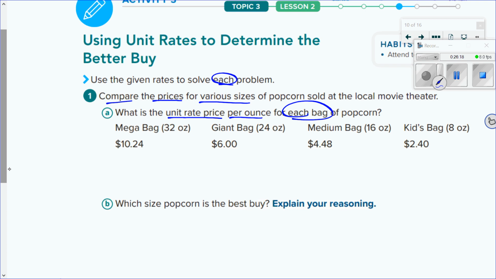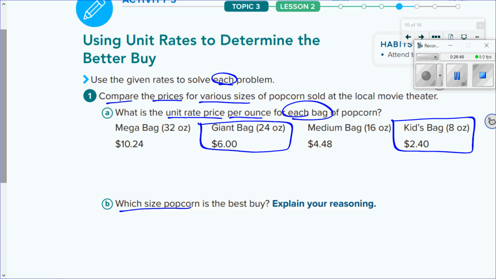So what I need to do is take it, and I'm going to set them up. We're actually going to just make you do 2 of them. We'll do the giant bag and the kids bag, because those numbers are going to work the best. So do the math. Tell me which one is going to give the best unit rate per ounce. Okay? So setting them up the same, make your comparison, and then which size popcorn is the best buy, and explain your reasoning. We'll give you guys about 3 minutes to do these.